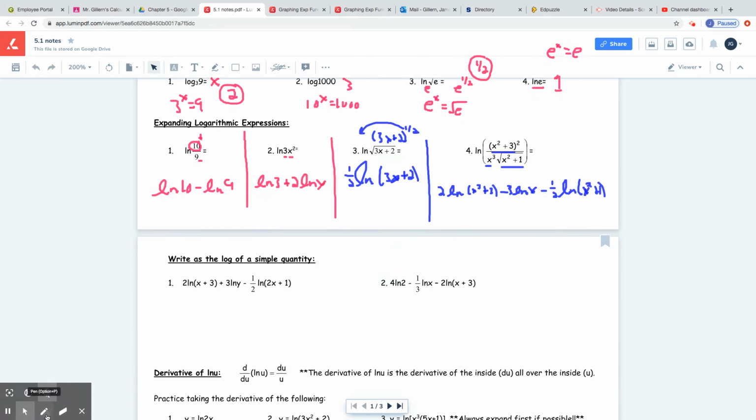All right, so now we are going to condense. We have all these natural logs, and we're going to make them into one. These are pretty easy. What we're going to do is make one big natural log expression here.